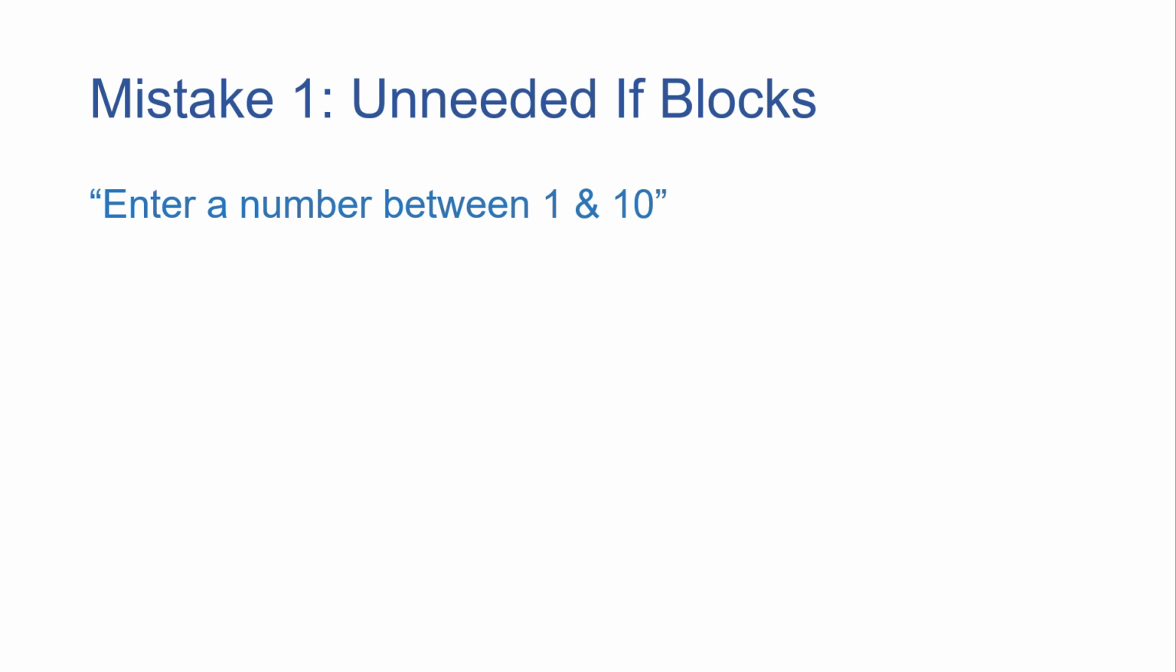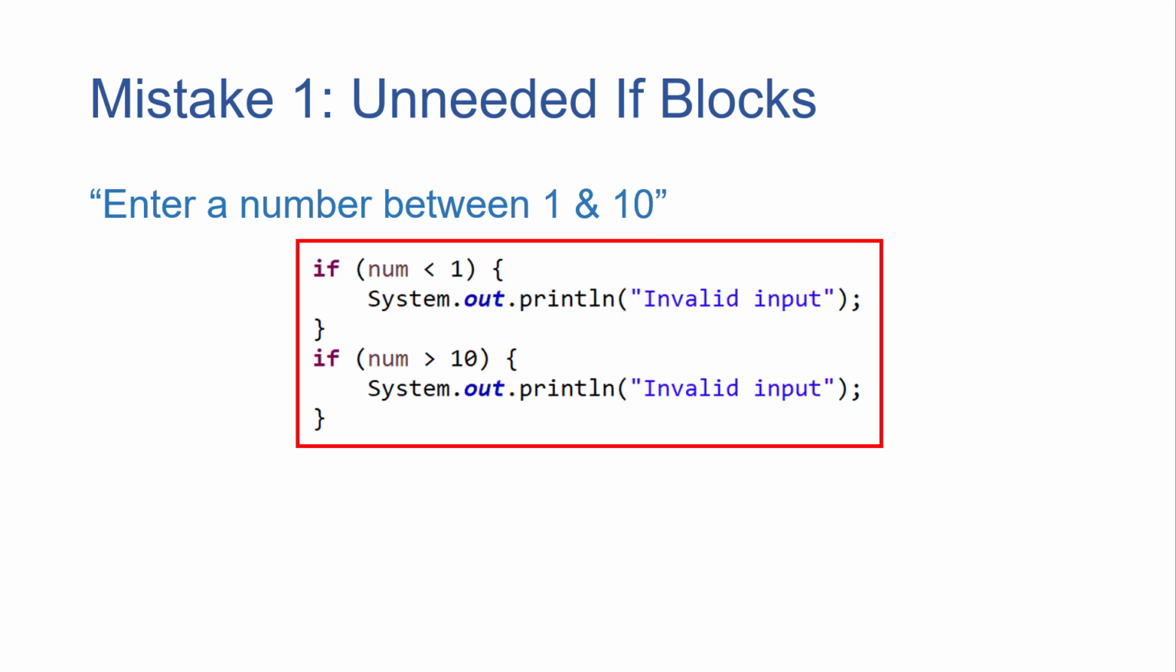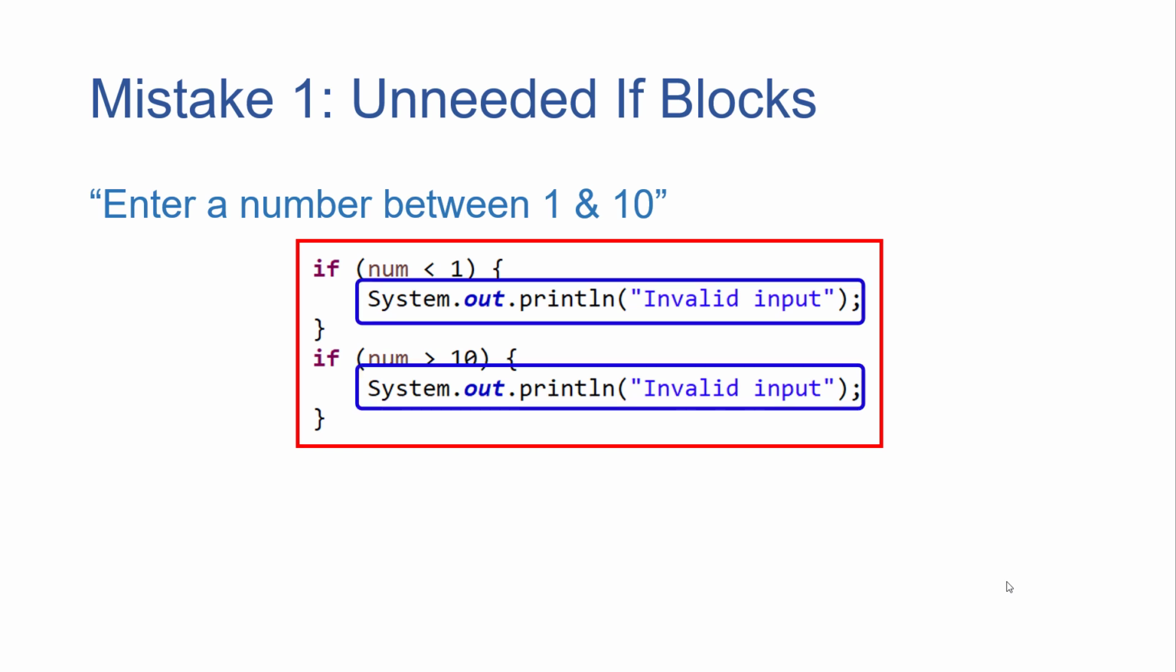Say you were prompting the user for a number between 1 and 10. After you got that number, your first instinct may be to check if the number is less than 1, then print that the input's invalid, and then check if the number is greater than 10, then print that the input is invalid. In this case, notice that our output is the same in both cases. I'm not saying specifically it's too small or too large, I'm just saying it's invalid.